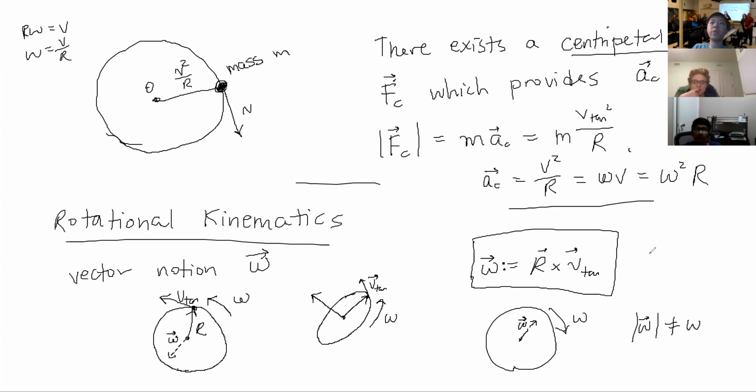Oh yeah, it's r cross omega, because that equals v tangential. Yeah, because v equals r, exactly. r cross omega equals v tangential. I did go the wrong way. So define omega such that v tangential is equal to r cross omega.